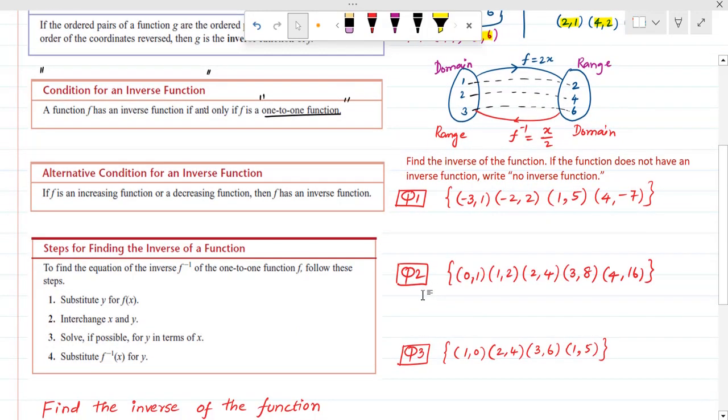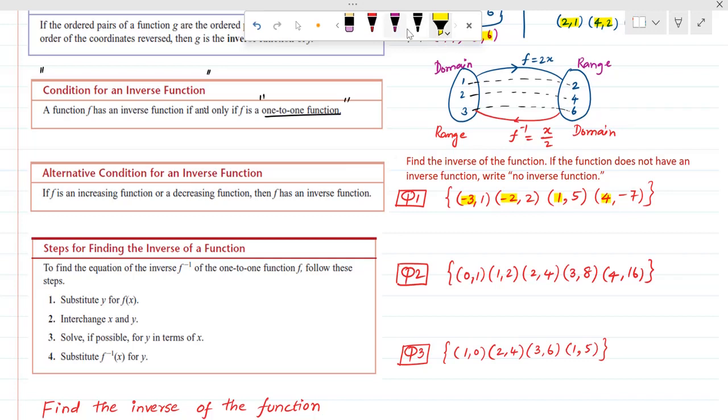Now let us take an example here. Find the inverse of the function. If the function does not have an inverse function, say no inverse function. So we have to write the function. Before solving this problem, we have to check whether it is a function or not. For that, I will just see the x coordinates. So the x coordinates are all different.